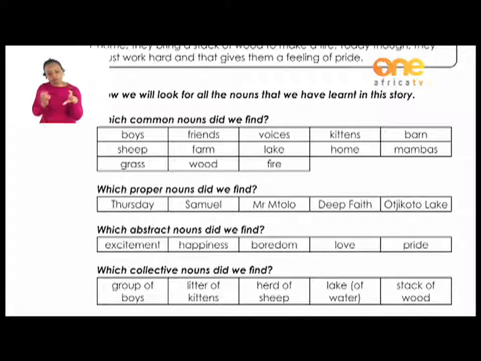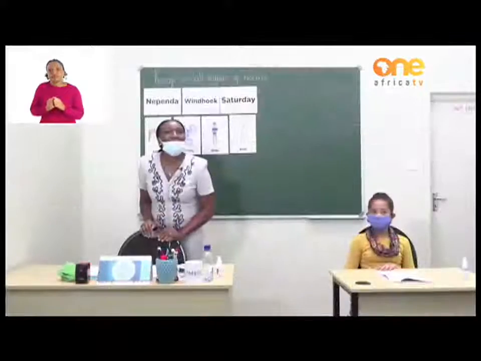Okay, moving on to abstract nouns. What did we find in the story? We found, Chanel, what did we find? We found excitement. I want you to smile because you are excited. Happiness, boredom, love, pride. Moving on to the next one. Collective nouns. Chanel, what did we find in the story? We found group of boys, litter of kittens, head of sheep, lake of water, stack of wood. Hooray! Let us move on to the next page.